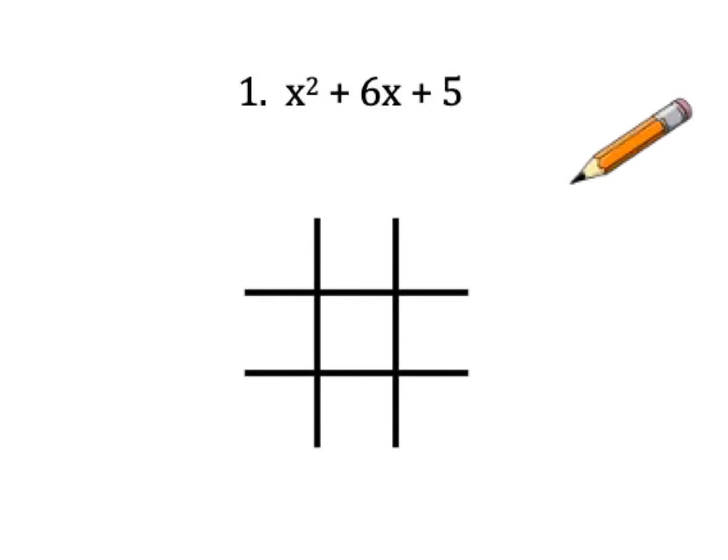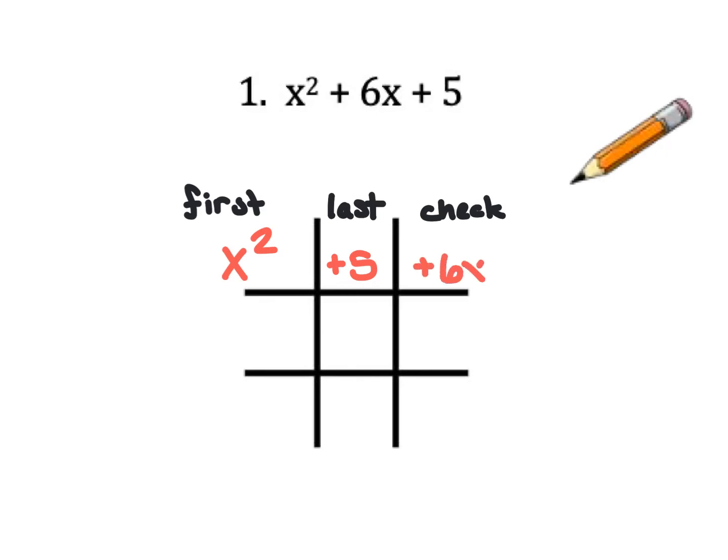There's a lot of methods for factoring trinomials. I'm going to show you using a tic-tac-toe board. So here's what I do. I take my trinomial and I break it up. I put the first term here and I put the last term in the middle. And I call the middle term my checking term. The middle term is plus 6x. So you notice I keep the sign with it as well.